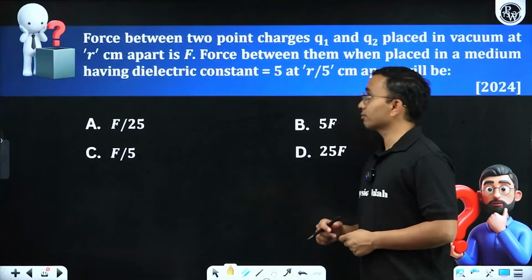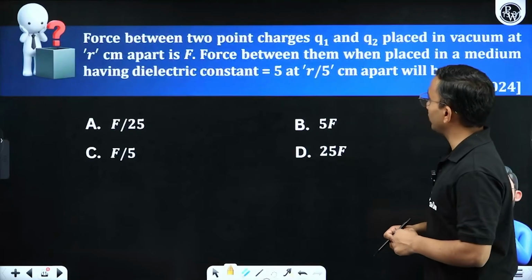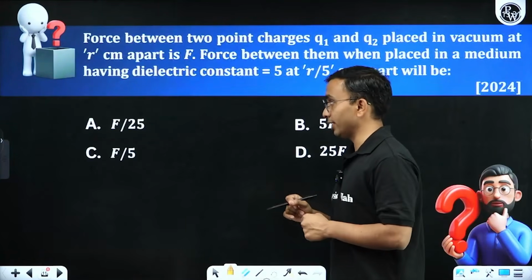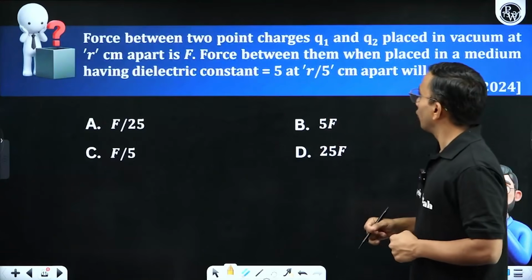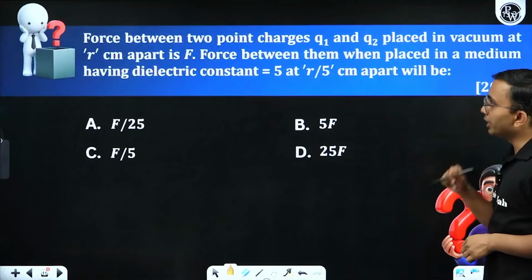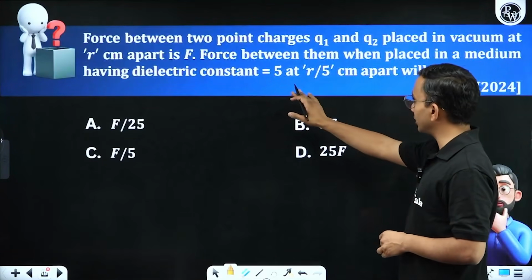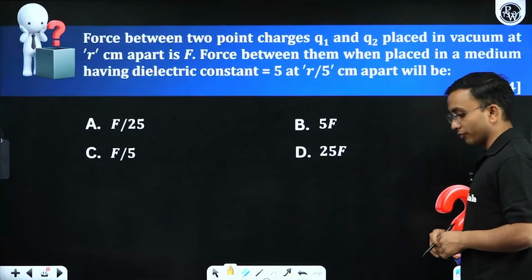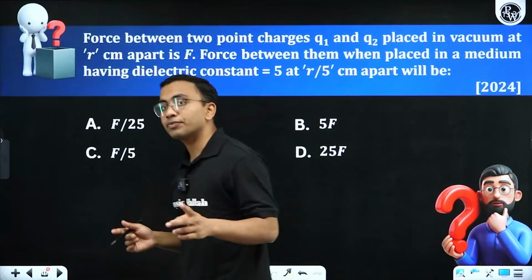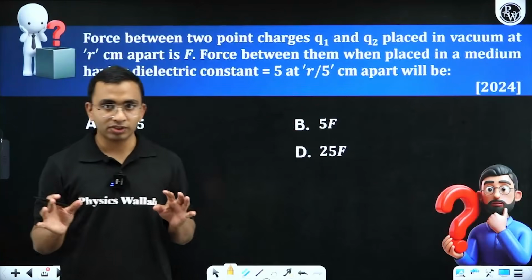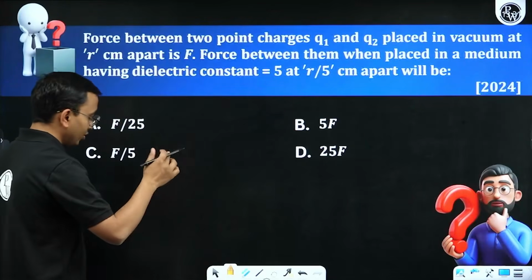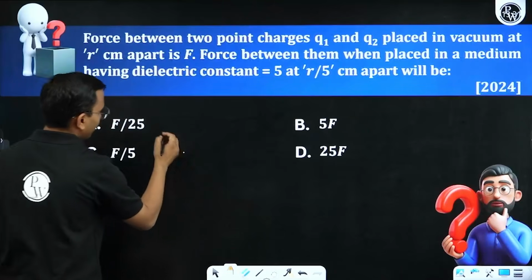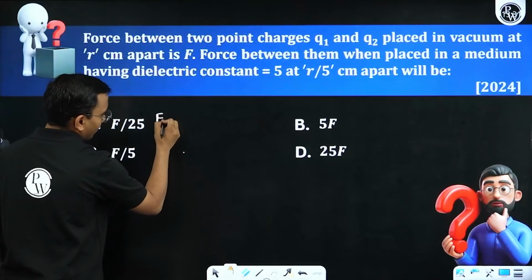Another question. Force between 2-point charges Q1 and Q2 placed in vacuum is F. Okay, the distance is R centimeter. Force between them when placed in a medium having dielectric constant 5 is at a distance R by 5 centimeter apart will be. Now the distance is changing, the dielectric constant is changing. So first of all, let me write what was the initial force. What was the initial force? So if I write F1, what was F1?